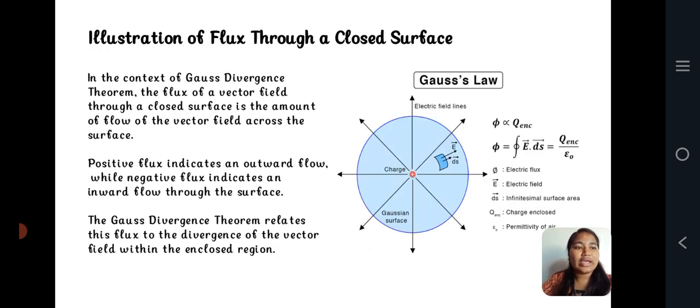Illustration of flux through a closed surface. In the context of Gauss divergence theorem, the flux of a vector field through a closed surface is the amount of flow of the vector field across the surface. Positive flux indicates an outward flow, while negative flux indicates an inward flow through the surface. The Gauss divergence theorem relates this flux to the divergence of the vector field within the enclosed region. The Gauss law is given by Φ = ∮ E·dS = q/ε₀.